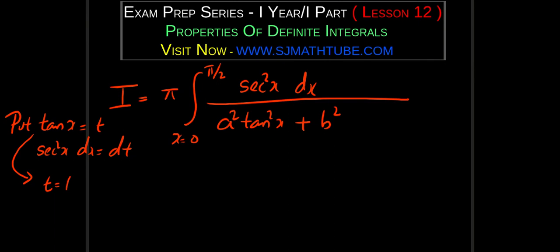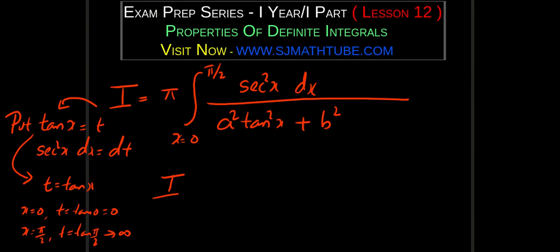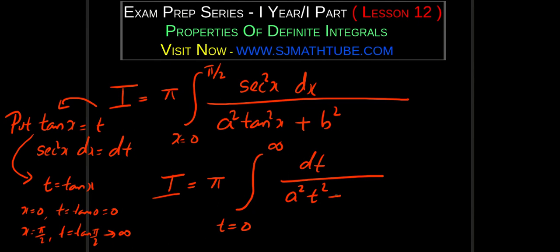So t is equal to tan x, isn't it? You just read this from right to left. So when x equal to 0, t will be tan 0. And when x equal to pi by 2, t will be tan pi by 2, that is infinity. Okay, so we get the integral t equal to 0 to infinity. The numerator will become dt by a square t square plus b square.